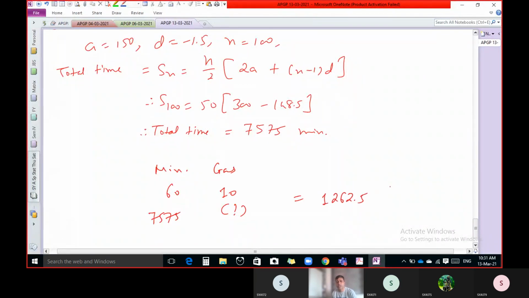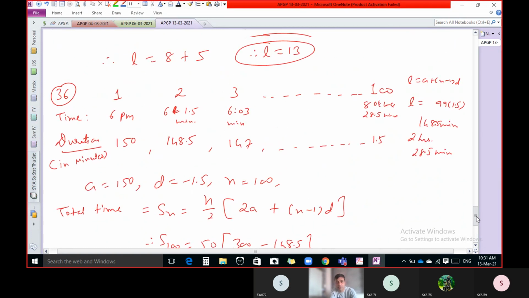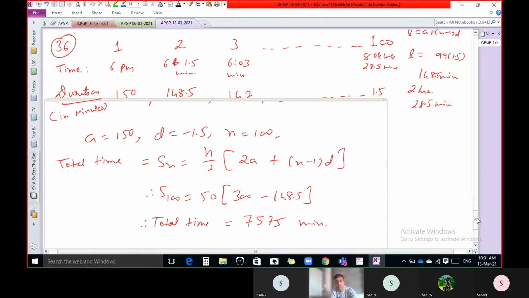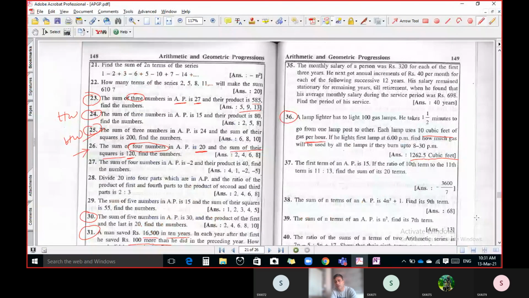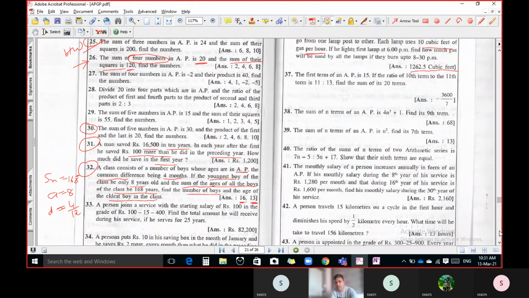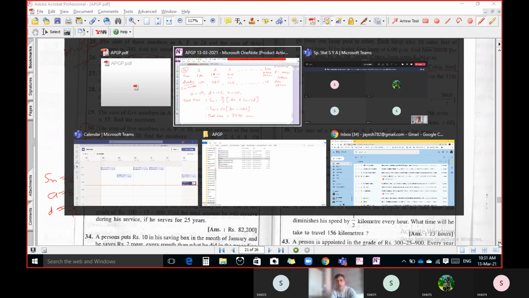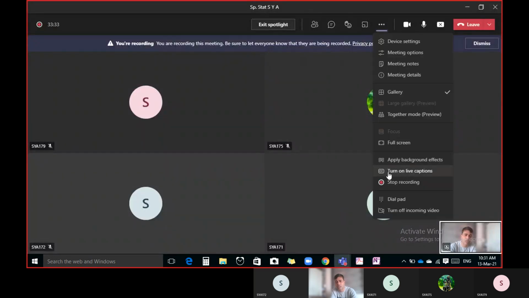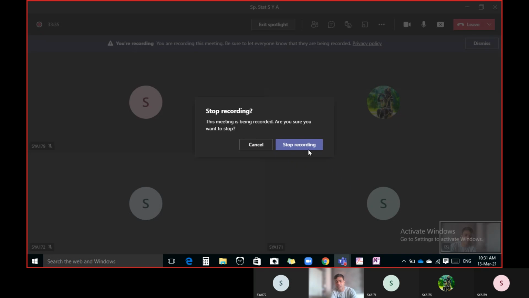So this much cubic feet of gas is required from 6 to 8:30, that is 2.5 hours. That is the way to solve this question. This is slightly difficult, but now all the remaining questions are simple. So you can say that it is the end of this AP. You are able to solve all the remaining questions now. In the next lecture, we will discuss your doubts, and after that we will start a new topic.